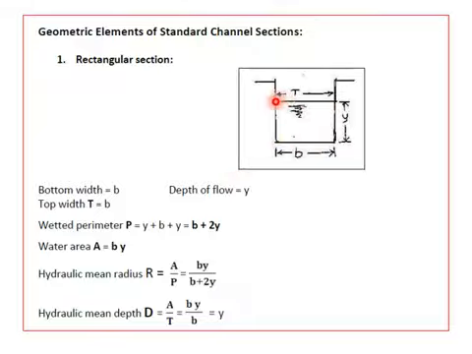Wetted perimeter is the length of the channel boundary in contact with the flowing water. So it has to be Y plus B plus Y, so it is B plus 2Y. What is water area? It is the cross-sectional area of flow taken normal to the direction of the flow. Therefore it is B into Y. What is hydraulic mean radius? It is A by P, where A is B into Y, whereas P is B plus 2Y. And hydraulic mean depth is the ratio of water area to the top width, which is B into Y by B, equal to Y.